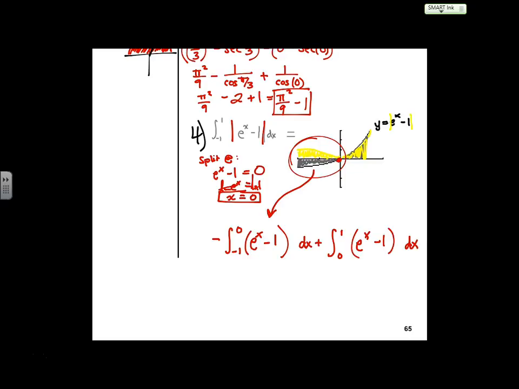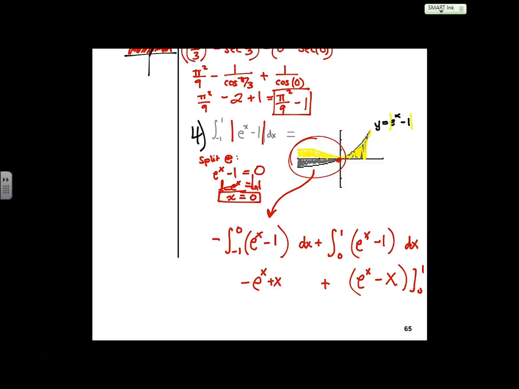Antiderivative. Okay, he's an easy one, right? E to the x comes from the derivative of e to the x. 1 is the derivative of x. And this little guy is going to go from 0 to 1, yeah? Plus, this side, we already know the antiderivative, e to the x minus x, except the whole thing is negative.